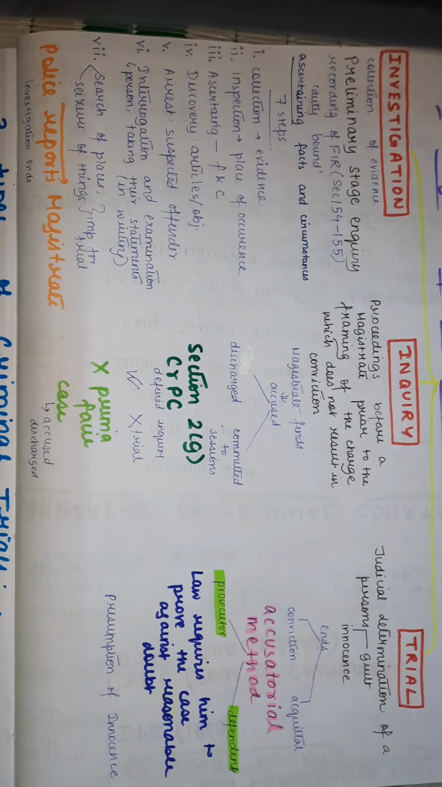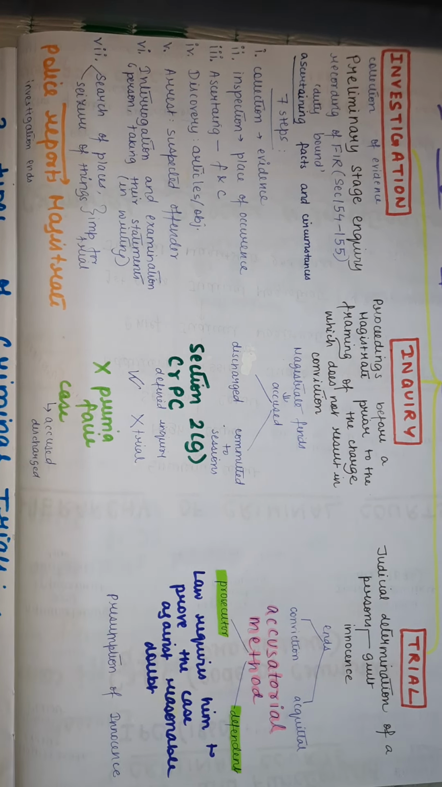What happens in an inquiry? Now, the definitions of each of these stages I have written in black ink so that you can understand. Inquiry refers to the proceedings before a magistrate prior to the framing of the charge which does not result in conviction. Now, let me tell you that there is a rule that within 24 hours of arrest of an offender, the person has to be presented before the magistrate. That's a fundamental right that we have as Indians. And that presentation is before the nearby judge, the magistrate. That is what refers to the inquiry.